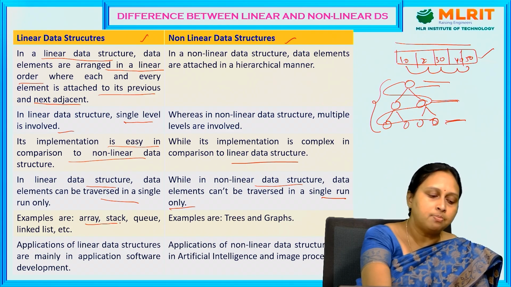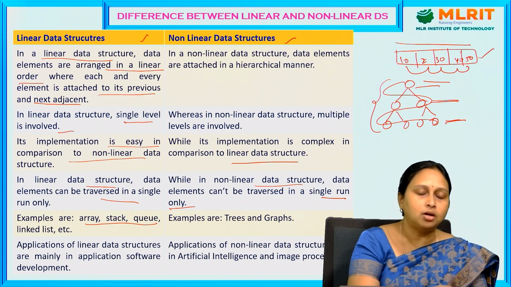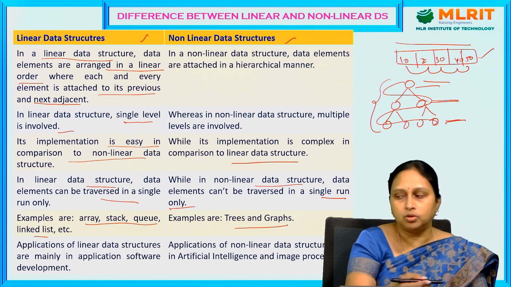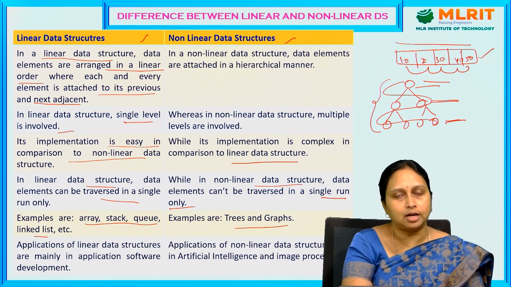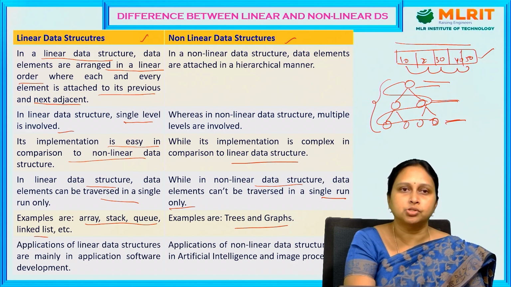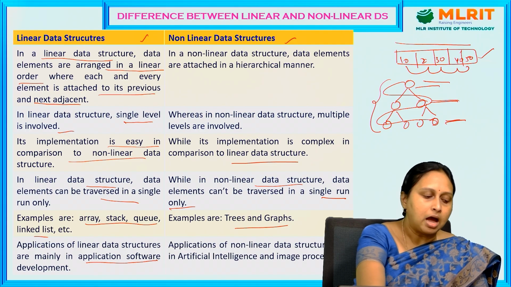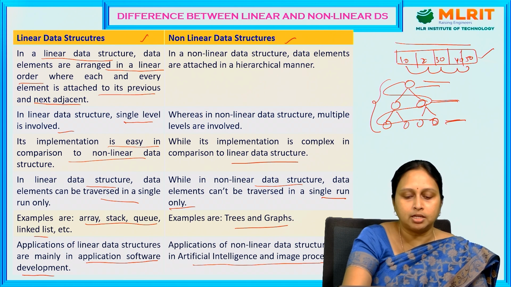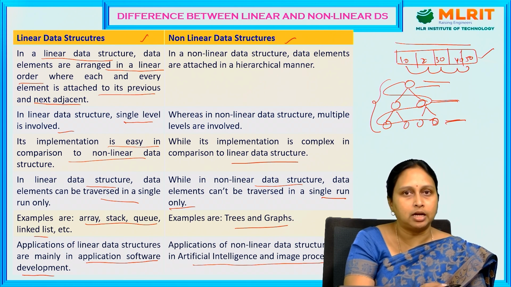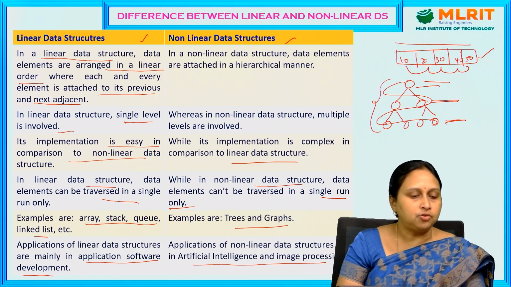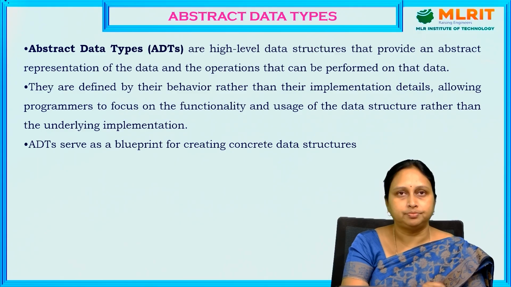And the examples of linear data structures are array, stack, queue, and linked list, all these. And when we see about the non-linear data structures, trees and graphs are the examples. And last, applications of linear data structures, where we are going to use them in application software development, and where we are going to use the applications of non-linear data structures is under artificial intelligence and image processing. These are the differences that we find between the linear and non-linear data structures.